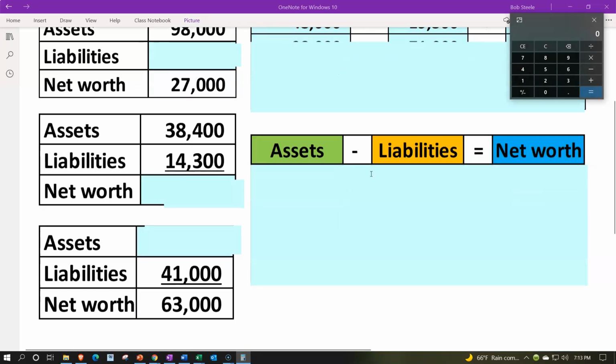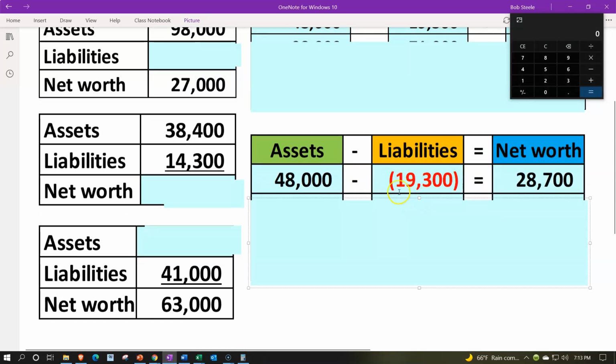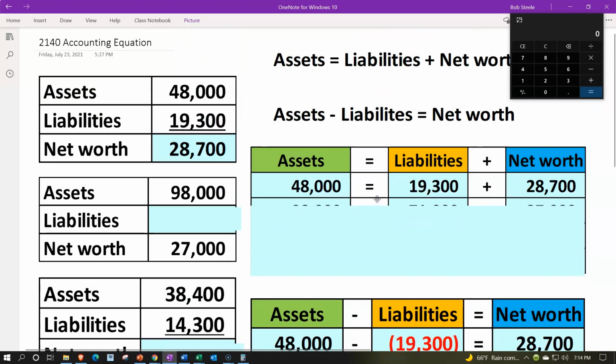If you wrote the accounting equation this way, but horizontally, you would have assets minus liabilities. I put the liabilities in as a negative number here, but it equals 28.7. So don't let this throw you off. Minus liabilities, don't let it look like it's a minus a negative number. It means minus the 19.3 here, which would give you the 28.7. The thing we don't know is the net worth. So this would be another format, which would be nice and easy. Just take the 48,000 minus the 19.3 if you like to write it down that way.